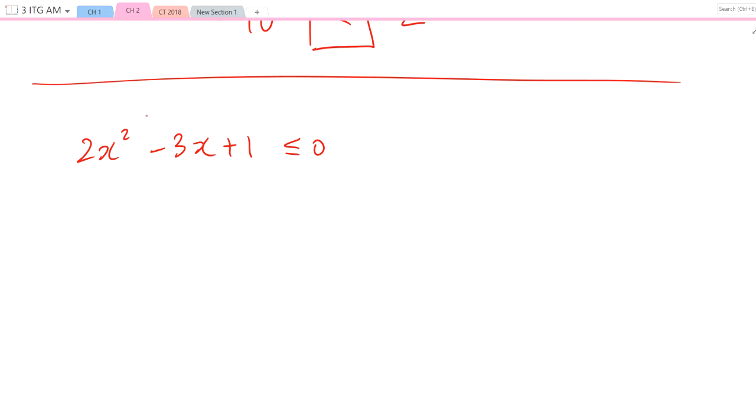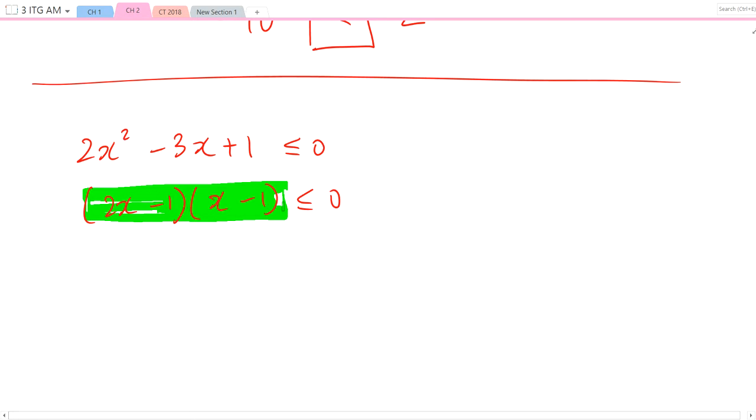Okay, so let us factorize this. What do we get? 2x minus 1 and x minus 1, is it? Less than or equal to 0? Let me do a quick check. Negative 2x. Okay, yeah, this is correct. Now what do we do over here? I want you to consider this portion.